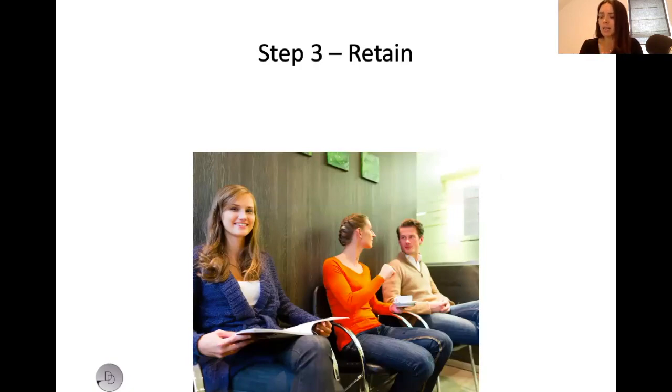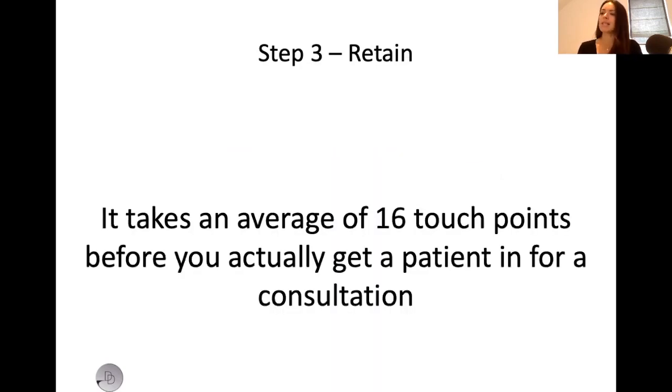Now, retain is so important, but this also comes down to you. So we can't be taking on clients that don't have somebody to answer the calls. Otherwise, this whole system will fall down. So did you know that it takes an average of 16 touch points before you actually get a patient in for a consultation? So this is for a cold lead, and maybe it's less for a referral. So if you're only calling that patient back once and they don't answer, then it's not going to work.